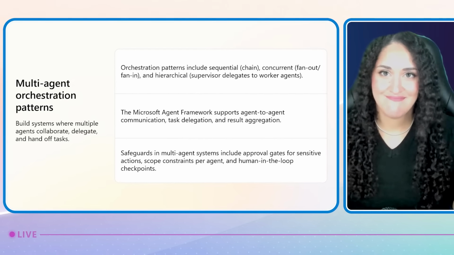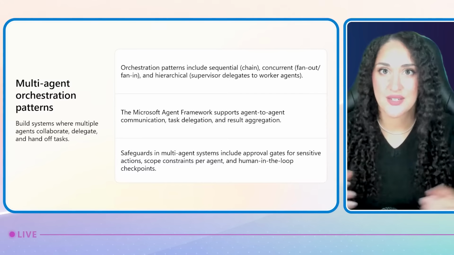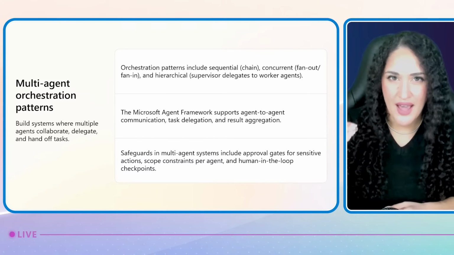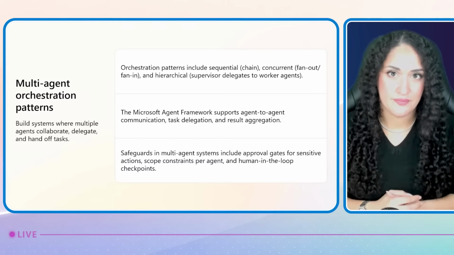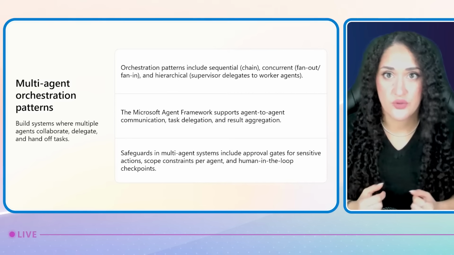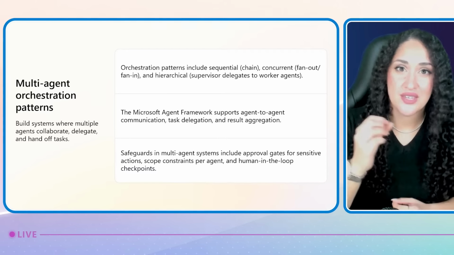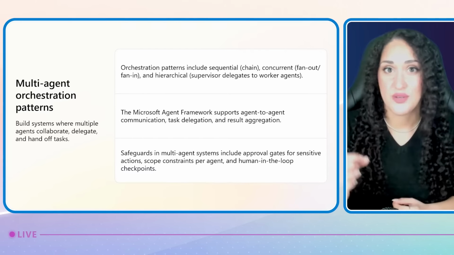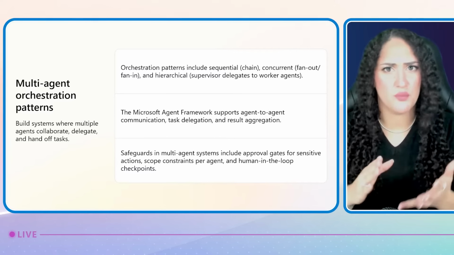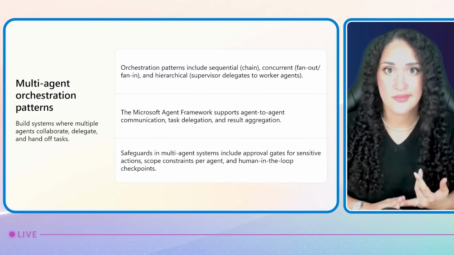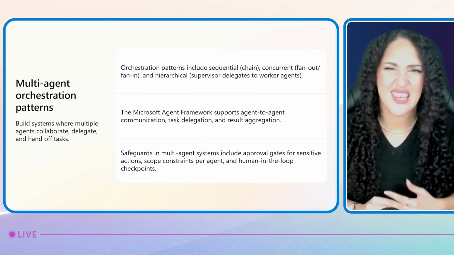Multi-agent orchestration is about coordinating multiple agents. Keep a scenario in mind for each of these patterns. For example, sequential for chain tasks, concurrent for parallel work, and also remember the safeguards, as they can be tested in the exam. For example, approval gates, scope constraints, and human-in-the-loop checkpoints. Keep things safe.